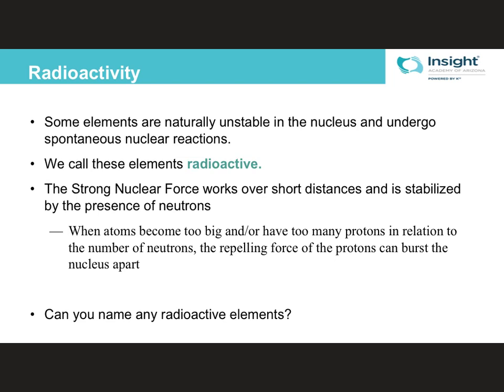The reason this happens is because the strong nuclear force works really well, but only over short distances. It requires a certain ratio of protons to neutrons to stabilize the nucleus. Sometimes when atoms get too big, or if they have an off-kilter ratio of protons to neutrons, the repelling force of the protons can overcome the strong nuclear force and burst the nucleus apart, causing a spontaneous nuclear reaction.